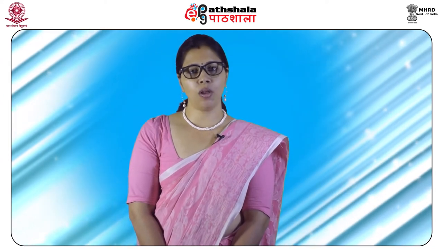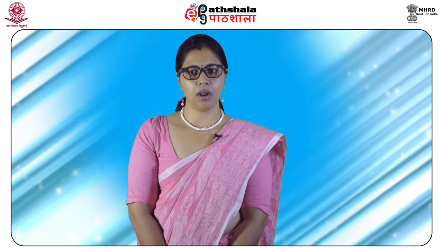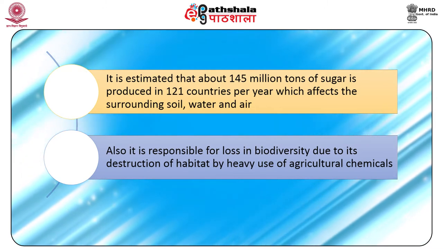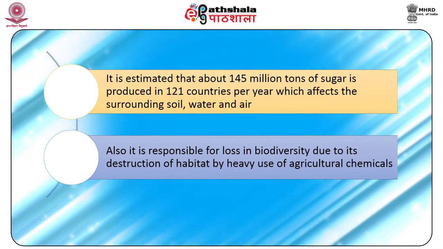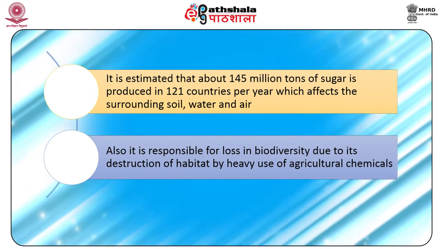Let us now move on to the sugar industry. Sugar is consumed every day by all of us. It has a unique importance, but its production damages the environment. It is estimated that about 145 million tons of sugar is produced in 121 countries across the earth per year.